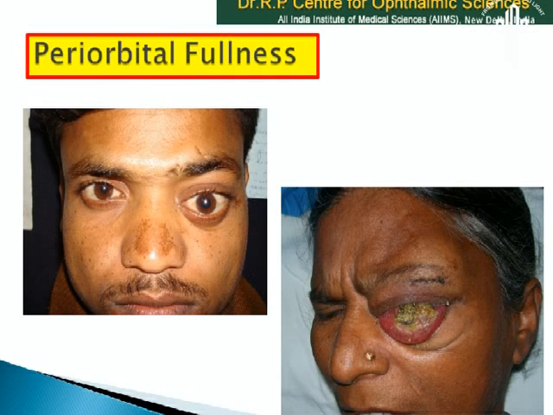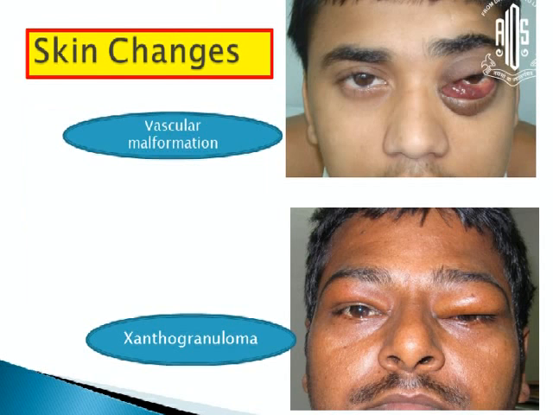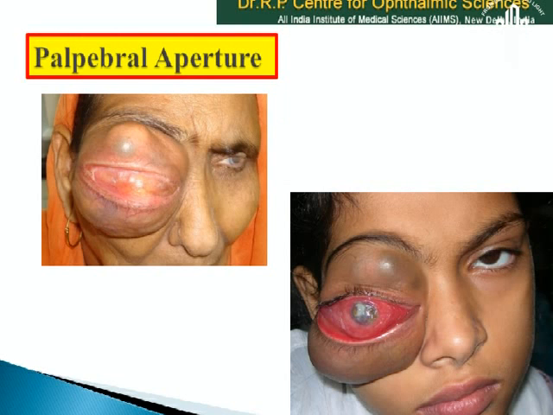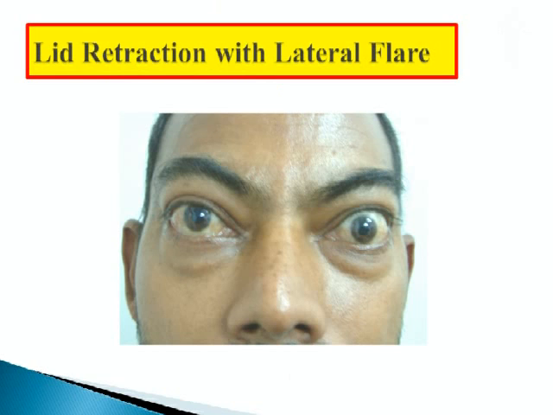But then we have to look for the skin changes, which can be especially seen in vascular malformation like this reddish discoloration of the skin surrounding area, or xanthogranuloma with a bilateral lid swelling. Palpebral aperture size changes could be there in sebaceous gland carcinoma or some of the lymphomatous proliferating tumors. Now, this kind of a picture with lid retraction and a lateral flare is quite diagnostic of a thyroid ophthalmopathy.